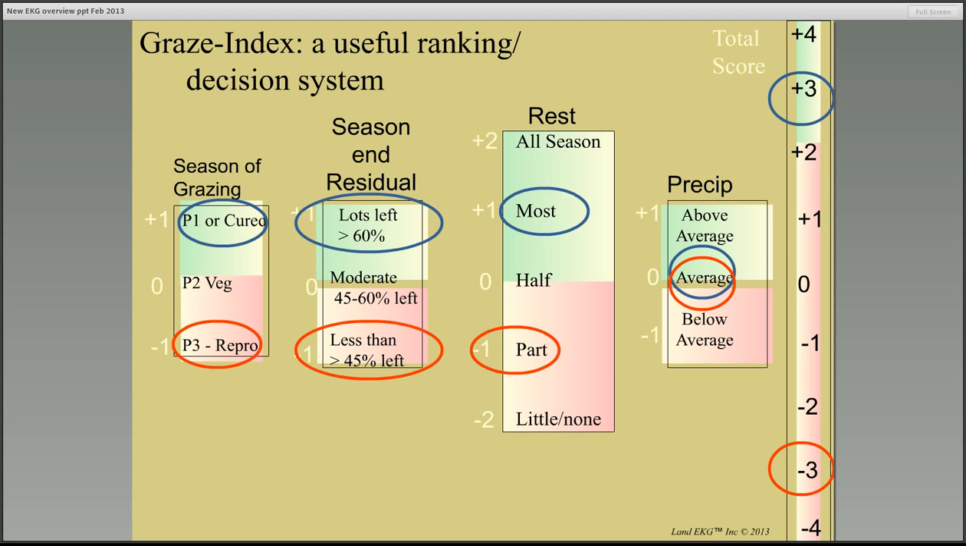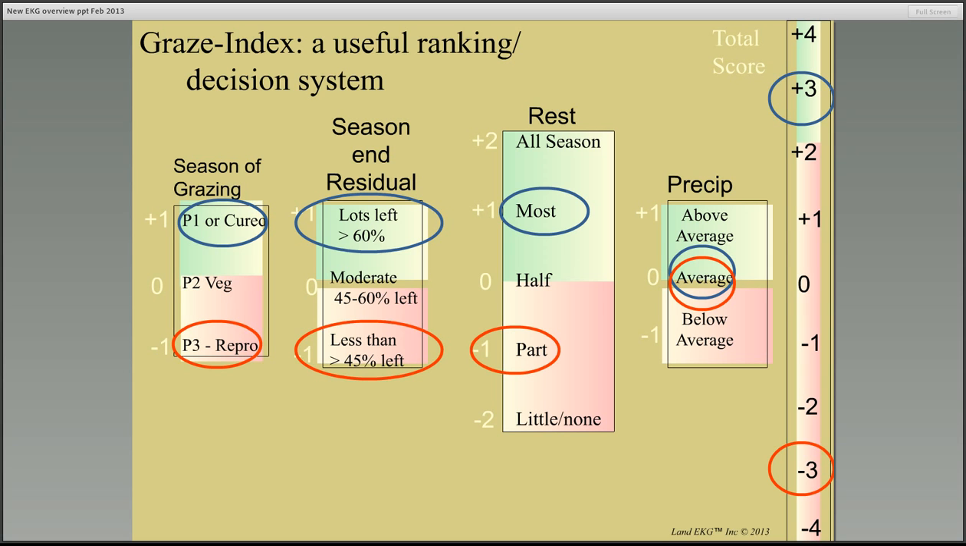And then precipitation, and this is one that is really not considered in most of the indexing that I've seen. We decided that it's such an important aspect that it should be considered. So in this case, we use it as a qualifier to the score, and so above average would add 1 to the score. Average, it's a break even. If it's below average, we would subtract 1 from the score.